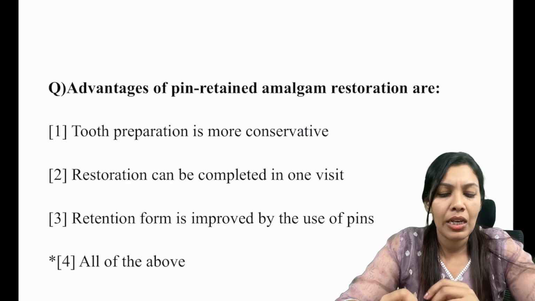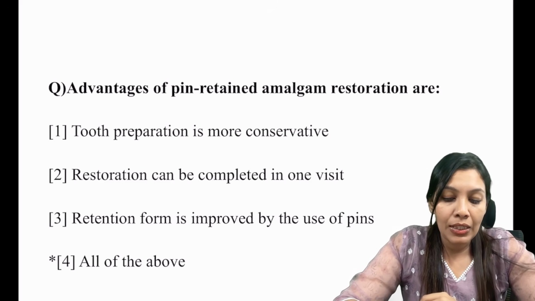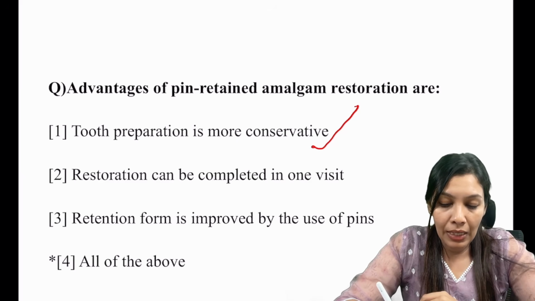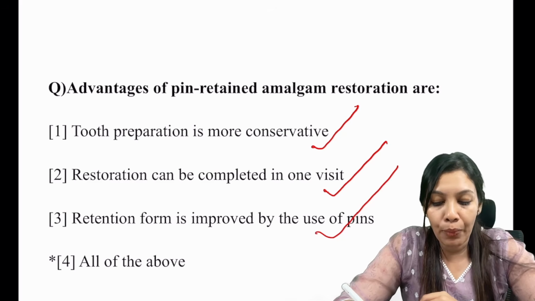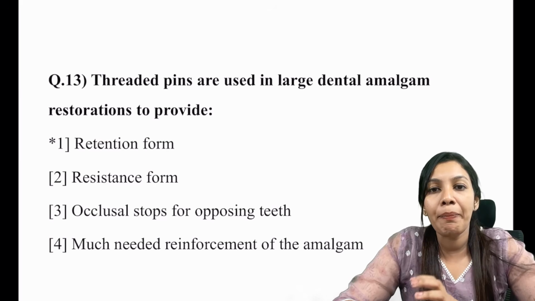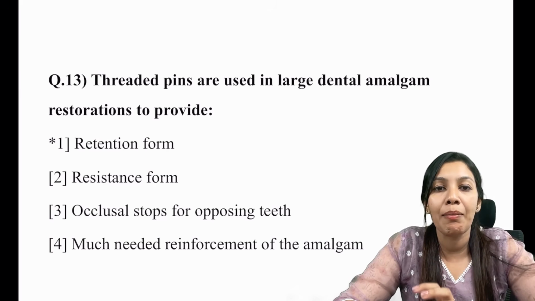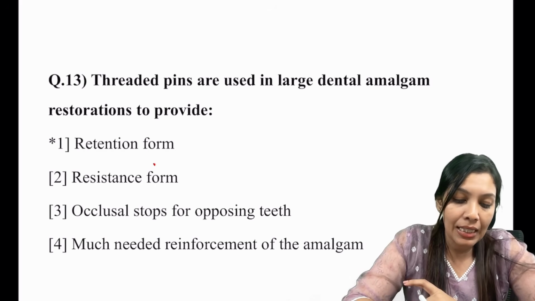So what is the advantage of pin retained amalgam restoration? The tooth preparation is more conservative. Restoration can be completed in one visit. Retention form is improved by the use of pin. So all of the above is the answer. Threaded pins are used in large dental amalgam restorations to provide retention. So pins are a retention feature. It is not a resistance feature. It is a retention feature.